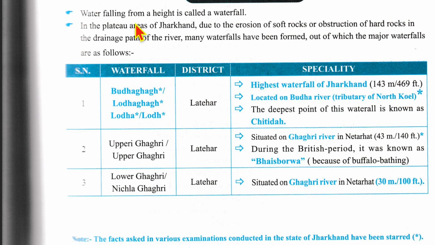Now, waterfalls of Jharkhand. Water falling from a height is called waterfall. In the plateau region of Jharkhand, due to the erosion of soft rock and obstruction of hard rocks in the path of river, many waterfalls have been formed, out of which major waterfalls are as follows. Buddha Ghag, Lodha, Latehar district, highest waterfall of Jharkhand.